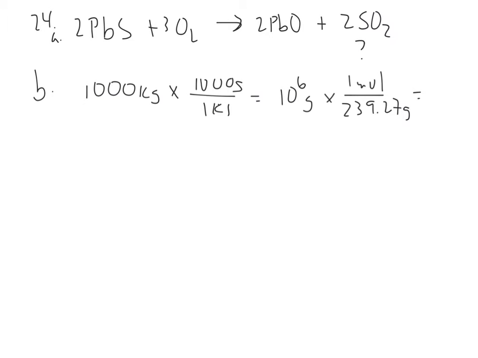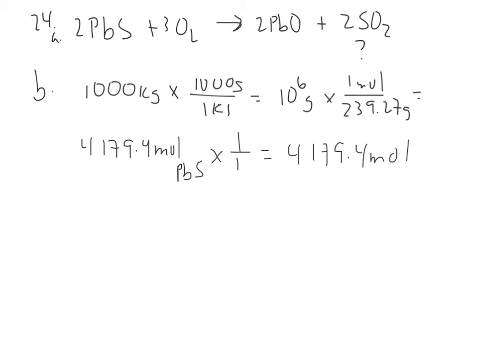So dividing this by the molar mass of 239.27, I've got 10 to the 6th, or 1,000,000, divided by the 239.27. So I'm coming up with 4,179.4 moles of the PbS. And fortunately, this is a 1-to-1 mole, so this is also my moles of SO2. So as far as grams of SO2, 4,179.4 moles times the SO2 is going to weigh 64.07 grams per mole.